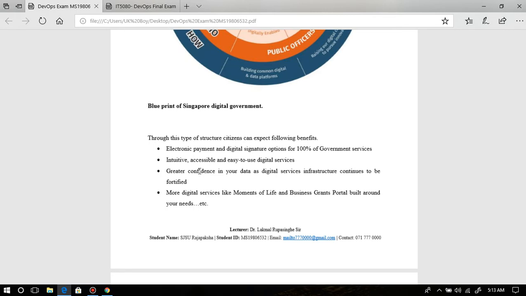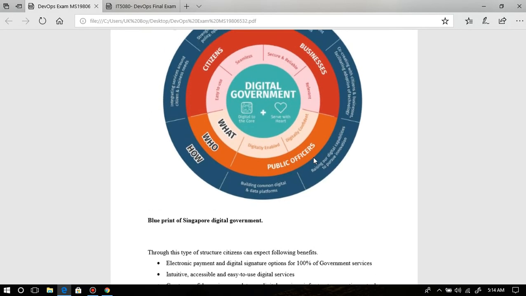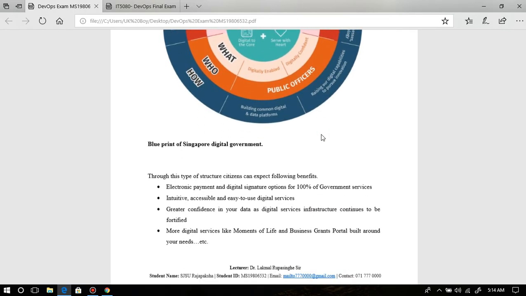Then after, intuitive, accessible and easy to use digital services. Then after, great confidence regarding our data as a digital because we can protect data through various systems. Then after, more digital service like Moments of Life, business grants portal built around our needs as well. Also a lot of things we can handle, contact with other governments, other countries, and there are a lot of benefits.